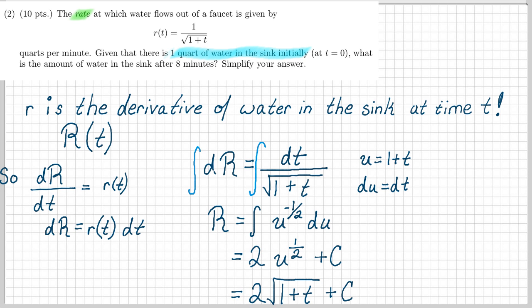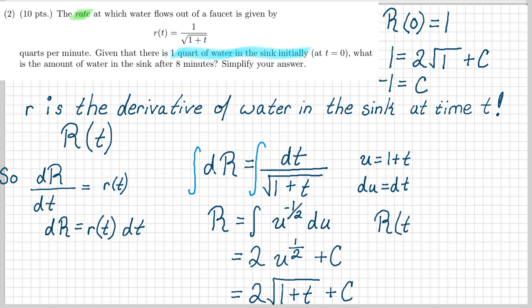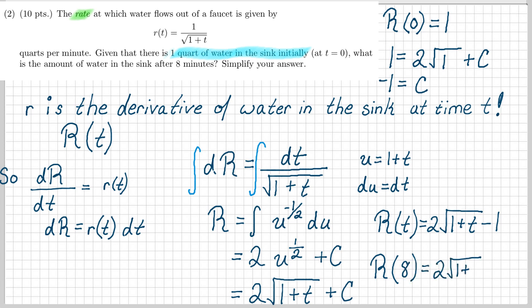But now I need to use that initial condition to find out what c is. So the initial condition tells me that I have 1 quart of water in the sink when t equals 0. So R of 0 equals 1. And now I'm going to set 1 equal to my expression and plug in 0 for t. And that tells me that negative 1 is equal to c when I solve that. All right? So that means that R as a function of t is equal to 2 times the square root of 1 plus t, minus 1. I'm replacing c with negative 1. And then when I plug in 8, I get my answer.